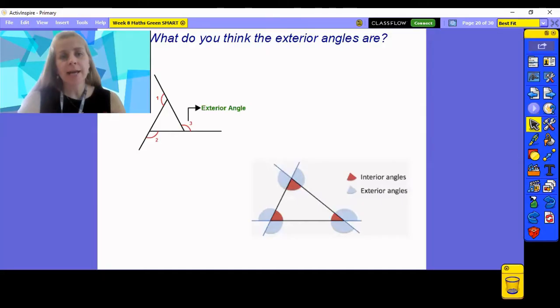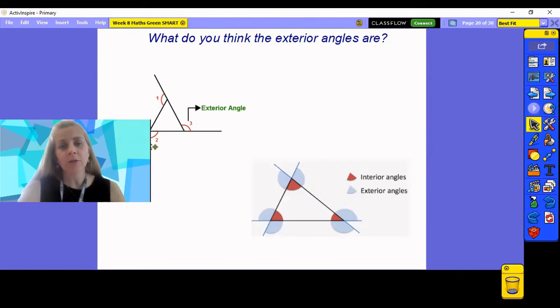If we just look at this language of exterior angles, we're talking about angles which are outside our closed shape. So yesterday we were focusing on the interior angles. Today we're looking at the exterior angles. You can see the difference between the two using these two diagrams, as we're going to be talking about exterior angles on shapes today.